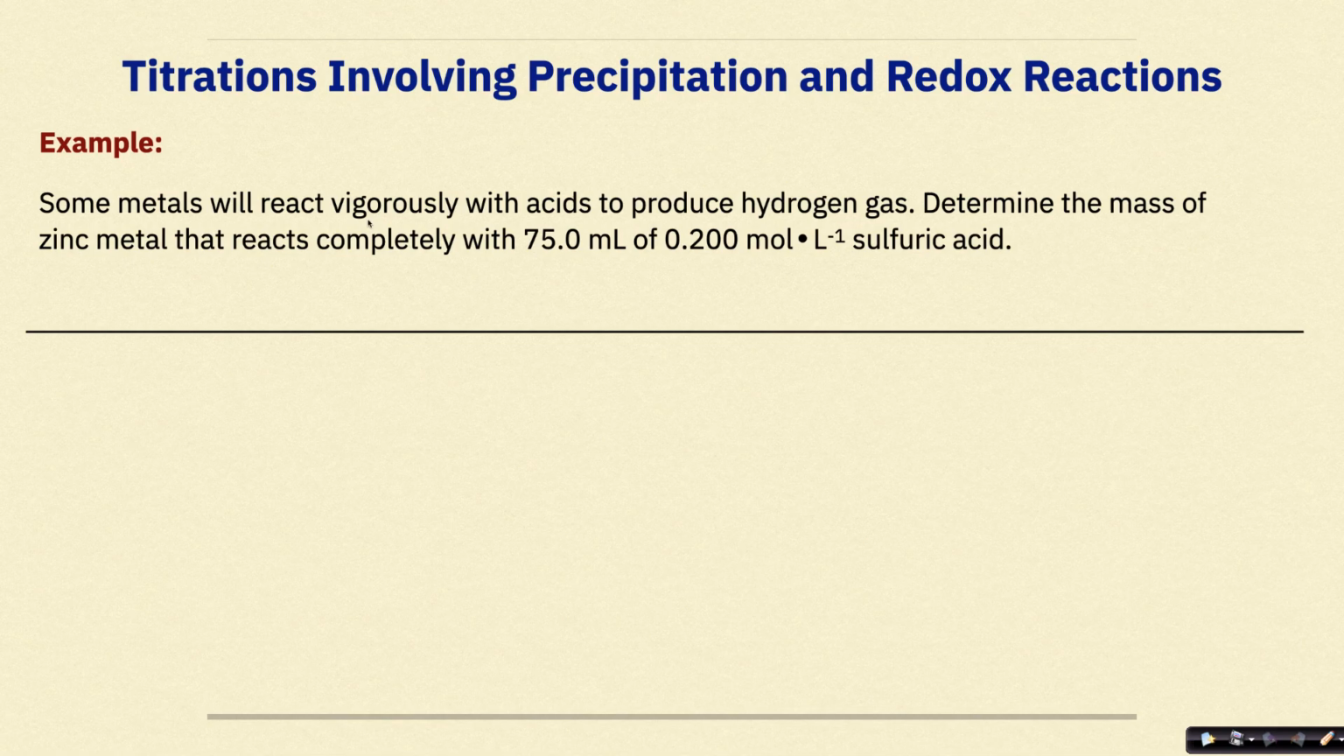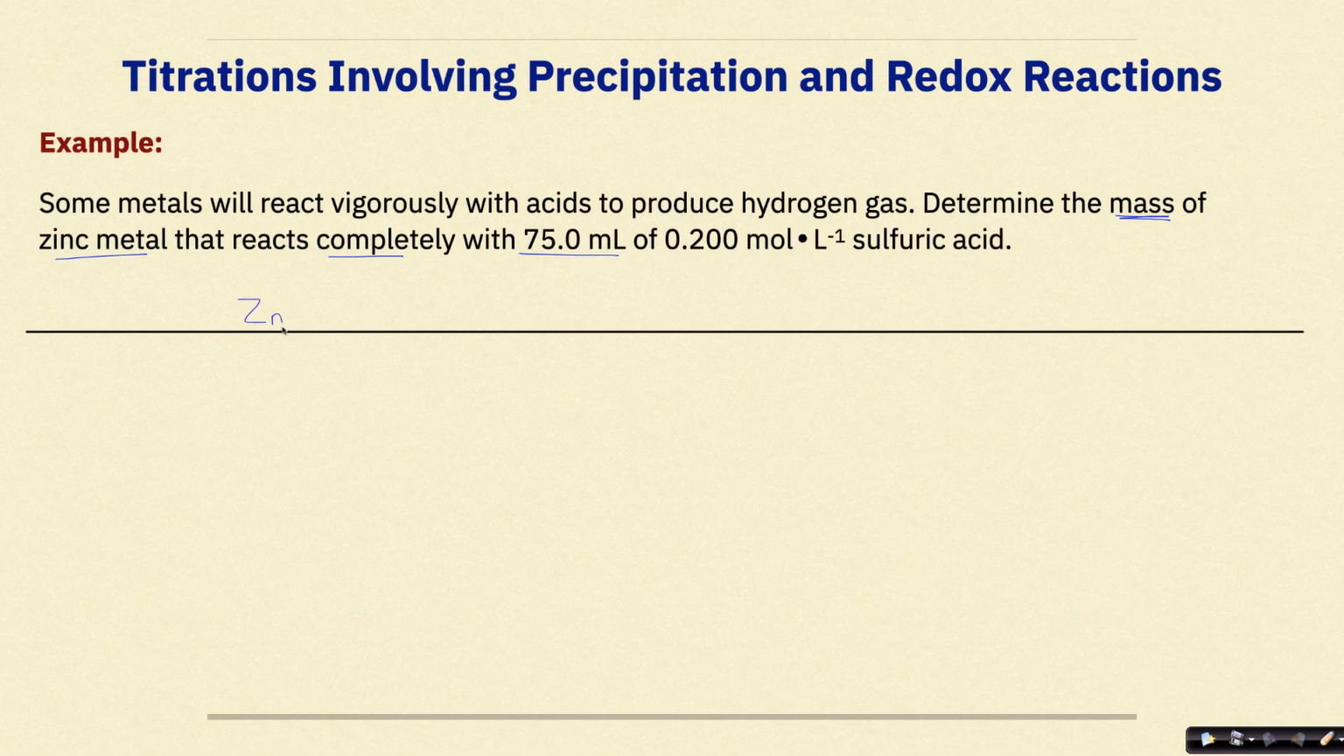Some metals will react vigorously with acids to produce hydrogen gas. Determine the mass. Ooh, this is a little different. Determine the mass of zinc metal that reacts completely with 75 milliliters of 0.2 molar sulfuric acid. Okay, interesting. So we need to have a balanced chemical equation here. So we have mass of zinc metal that reacts completely with sulfuric acid.